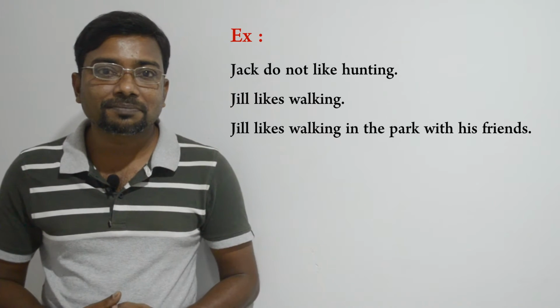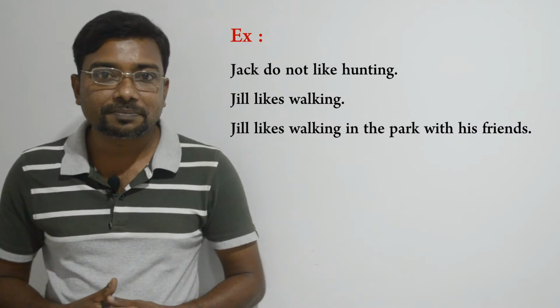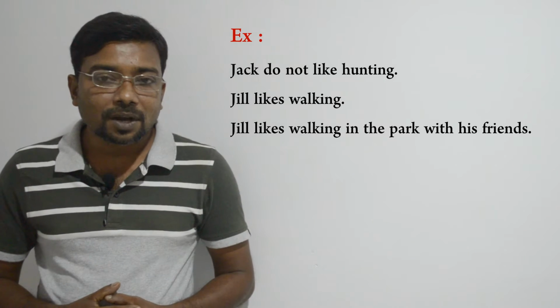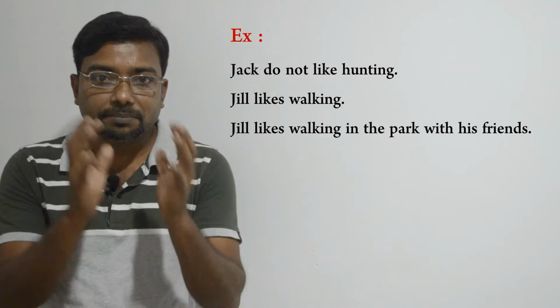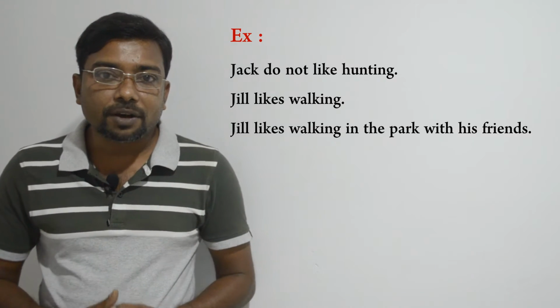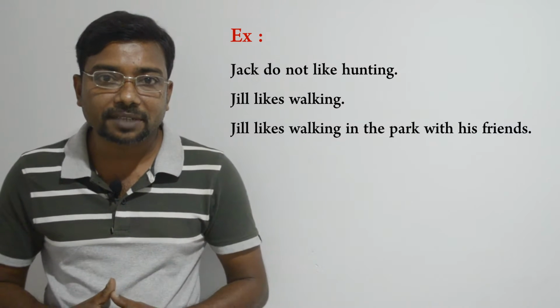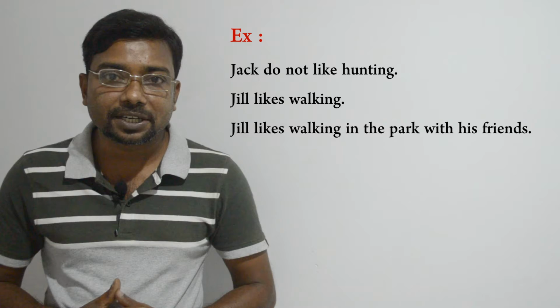Okay, let's look at some examples of simple sentences. Look at this example. Jack does not like hunting. Jill likes walking. Jill likes walking in the park with his friends. Okay everyone, when we look at these examples, it's very clear that all of them have a subject-verb combination, and also every sentence expresses a single complete idea, and all these examples contain one independent clause.